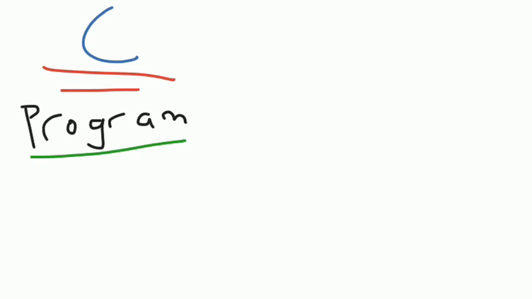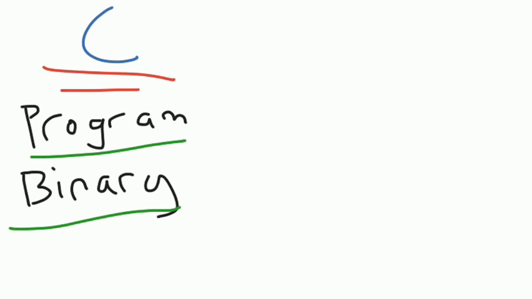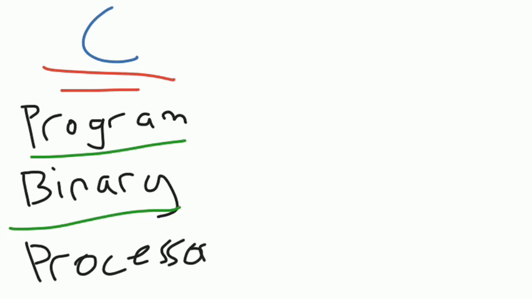If you wrote a program in C, the layers would be program as the first layer, then underneath that binary, and then underneath that processor. I suppose you could combine processor and binary, so just write processor here, because they're basically the same thing. But in Python it's different.